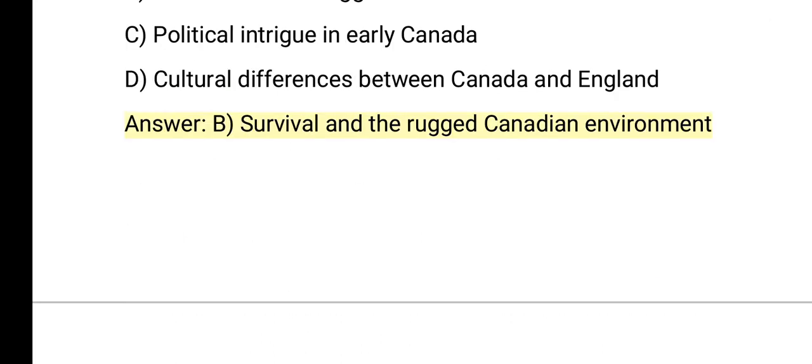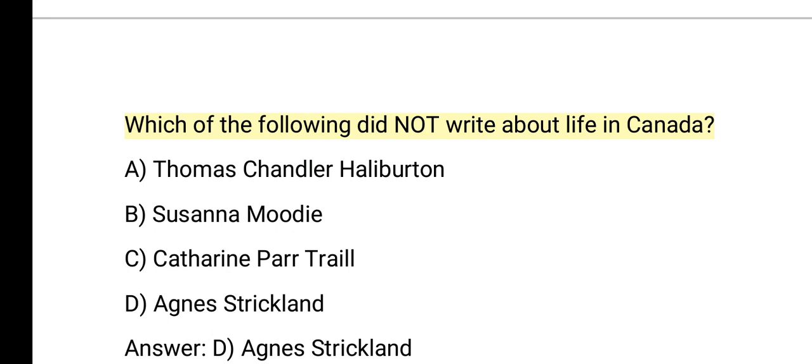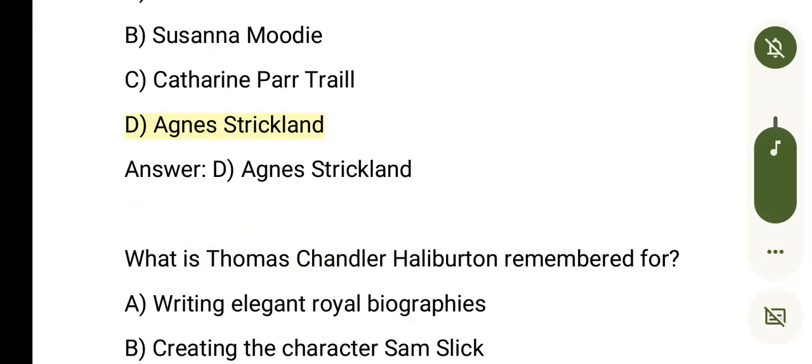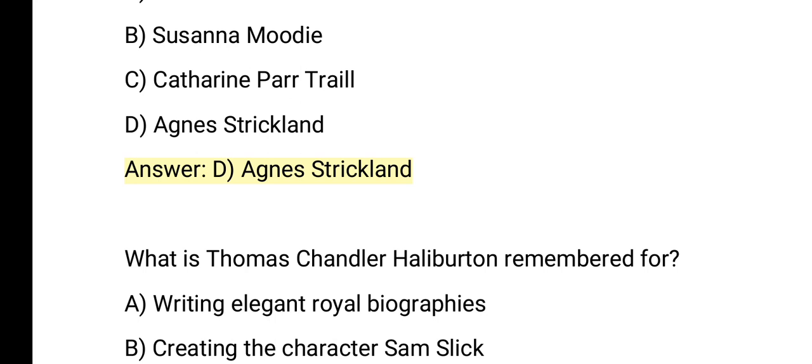Which of the following did not write about life in Canada? A. Thomas Chandler Haliburton. B. Susanna Moodie. C. Catharine Parr Traill. D. Agnes Strickland. Answer. D. Agnes Strickland.